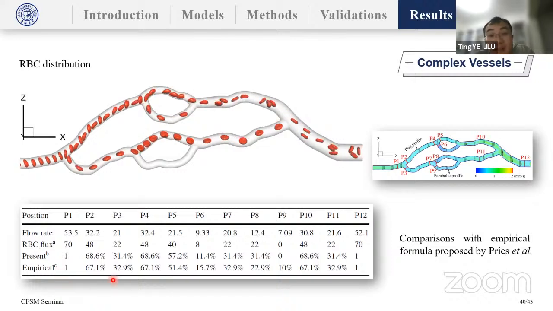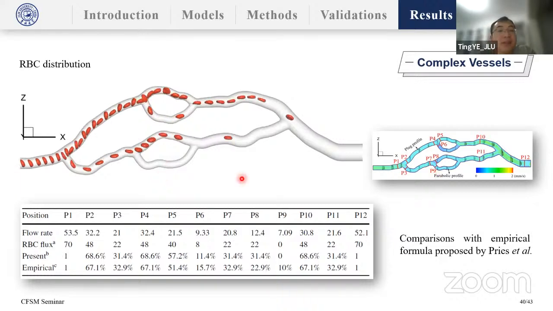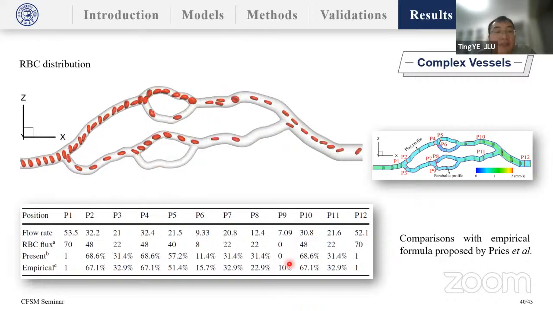We can find all of them are very close, except the value at P9. In these movies, we can find there are no cells passing through these narrow vessels. And this vessel is the operation at P9. So the red blood cell flux is there.